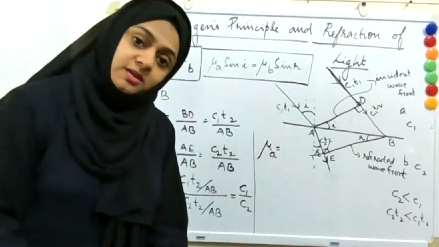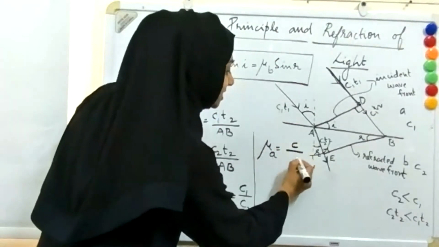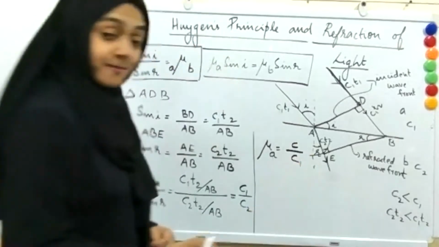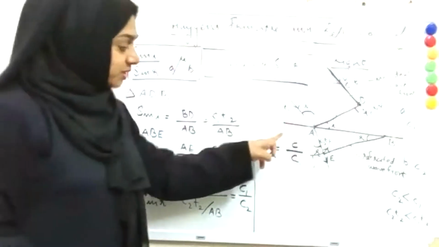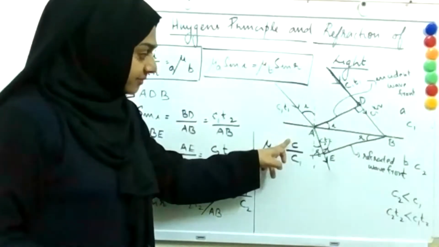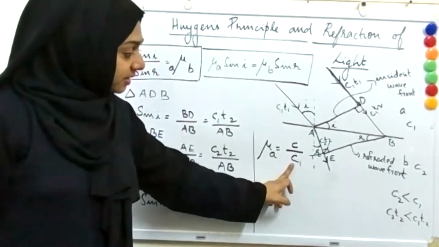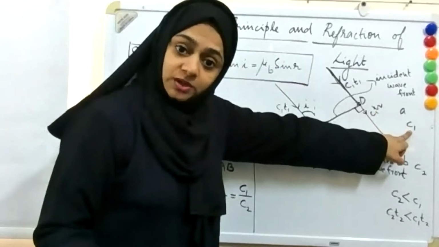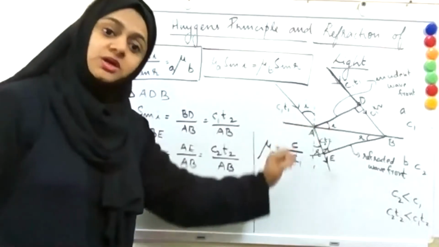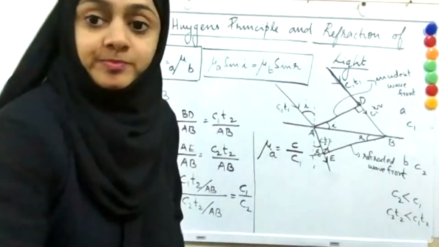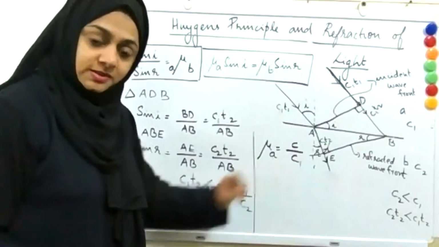Refractive index of any medium is equal to speed of light in vacuum divided by the speed of light in that medium. So absolute refractive index of any medium is the speed of light in vacuum, which we express as C, divided by the speed of light in that medium. Here, the speed of light in medium A, we took it as C1, right? So that is equal to C by C1, the speed of light in vacuum divided by speed of light in that medium. Do you remember this definition of refractive index?